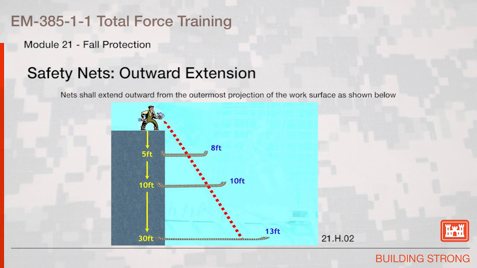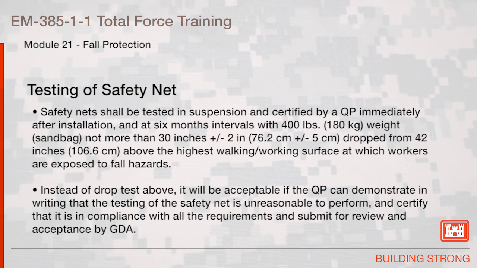Safety nets outward extension. Nets shall extend outward from the outermost projection of the work surfaces as shown below. 5 feet down from the work surface, they must extend at least 8 feet out. At 10 feet, the extension must be 10 feet or greater, and at 30 feet, 13 feet is the minimum extension distance. Testing of the safety net.